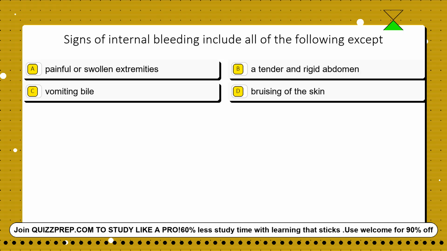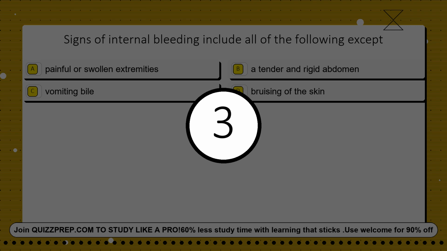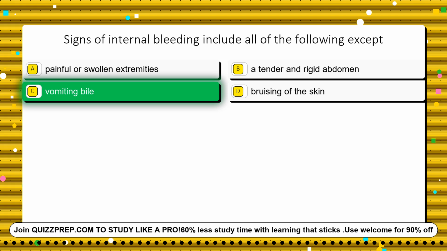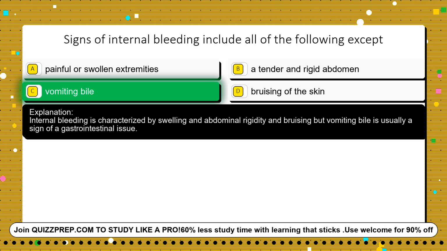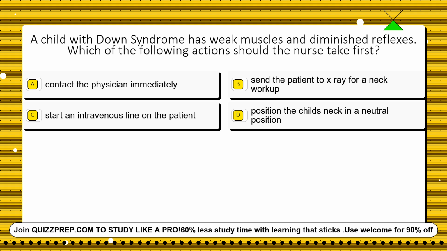Question 25. Signs of internal bleeding include all of the following except: Option A, painful or swollen extremities. Option B, a tender and rigid abdomen. Option C, vomiting bile. Option D, bruising of the skin. The correct answer is option C, vomiting bile. Internal bleeding is characterized by swelling and abdominal rigidity and bruising, but vomiting bile is usually a sign of a gastrointestinal issue.